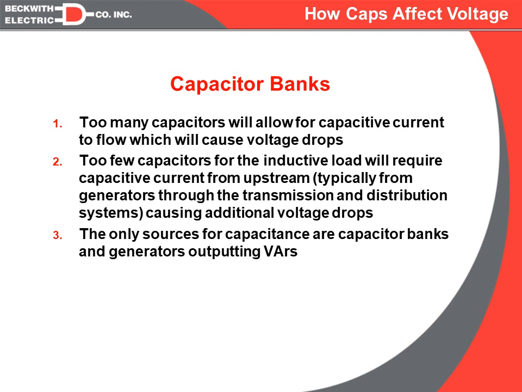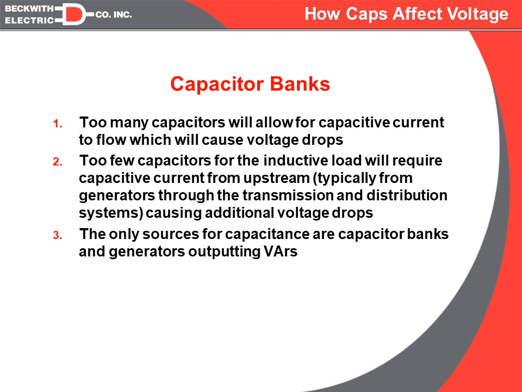So, too few capacitor banks means that we have inductive load that's going to need capacitive current from upstream, which typically means it's going to have to come from the generator and through the transmission system. So not only are we reducing the voltage drop on the distribution system when we reduce the VAR requirements by adding cap banks, but we will also reduce the amount of capacitive current that's required to flow from the generator through the transmission system to get to the distribution system. And that'll free up throughput on the transmission grid for real power to flow. So that's an added benefit on the transmission side we had talked about earlier.